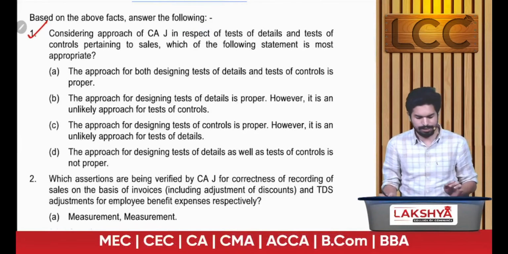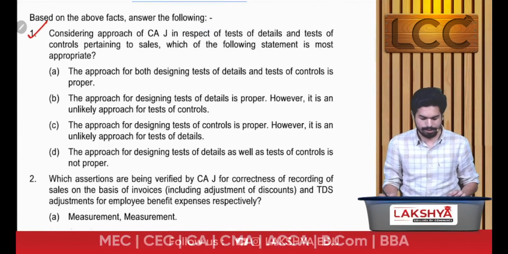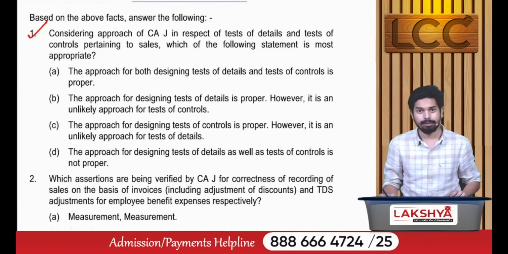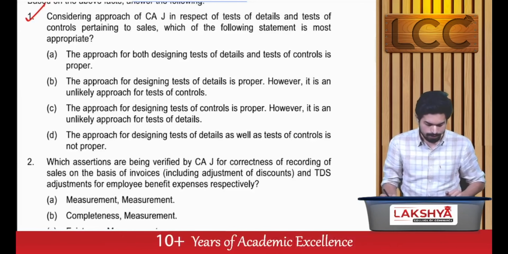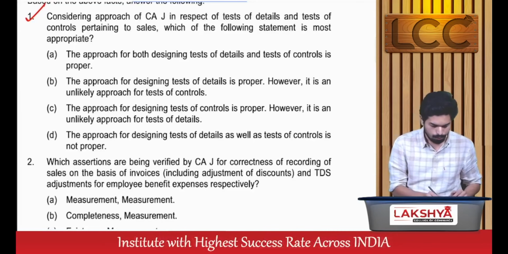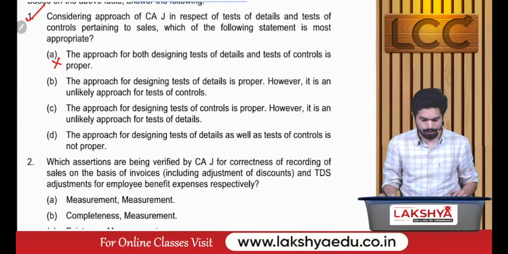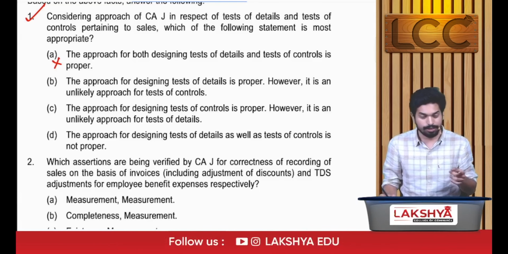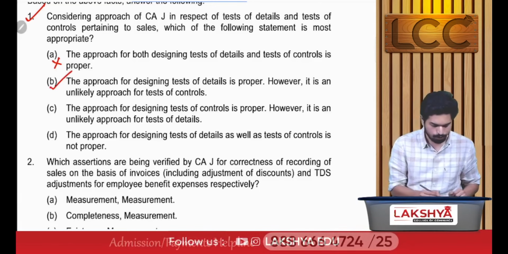Considering the approach of CAJ in respect of test of details and test of controls pertaining to sales, which of the following statements is most appropriate? A. The approach for both designing test of details and test of controls is proper. No. B. The approach for designing test of details is proper. Yes. However, it is an unlikely approach for test of controls. Yes. So this is the right option.